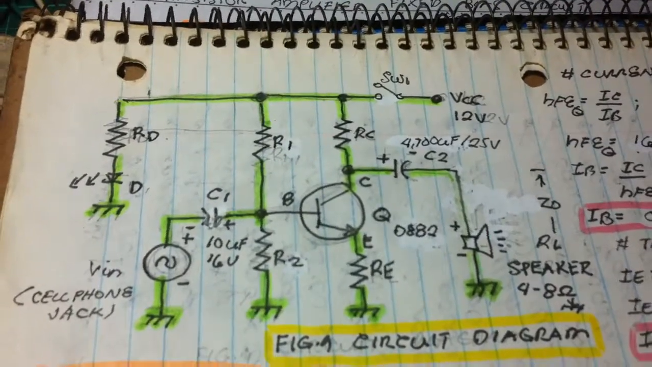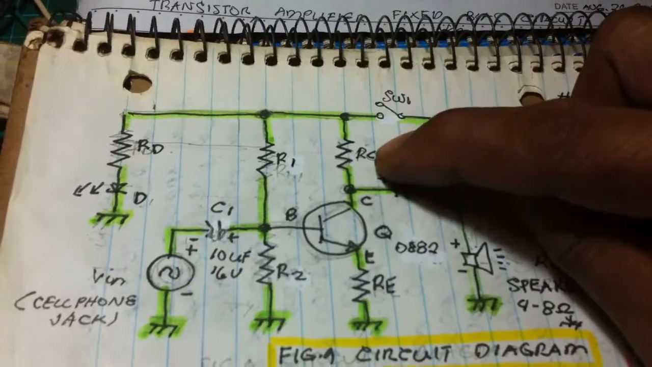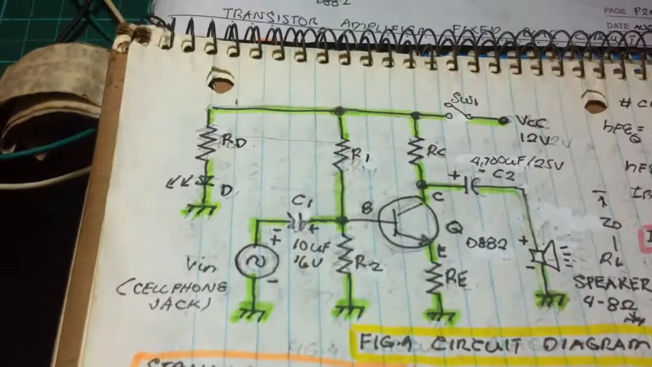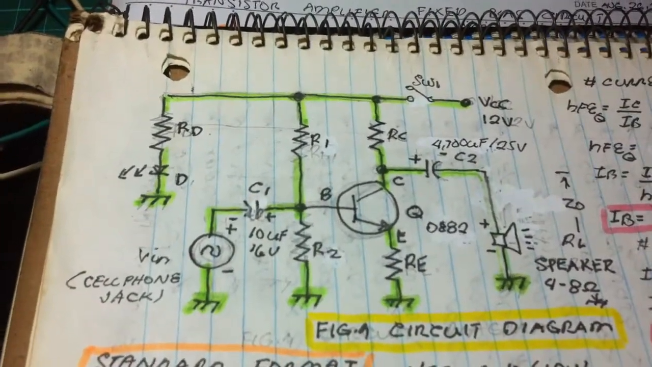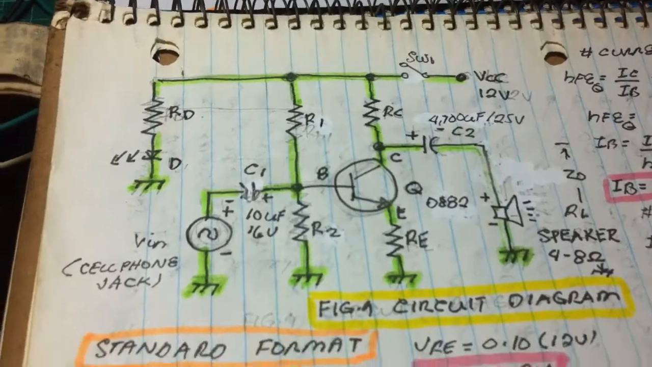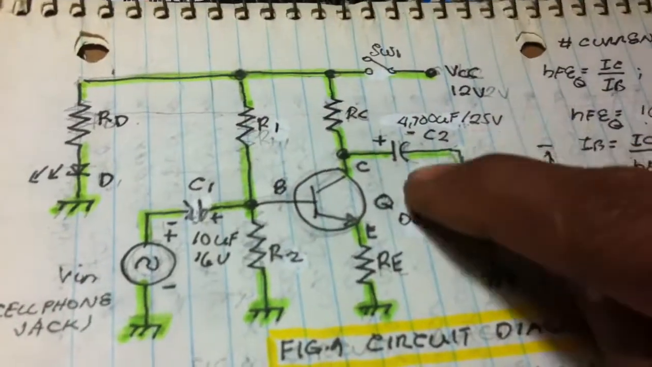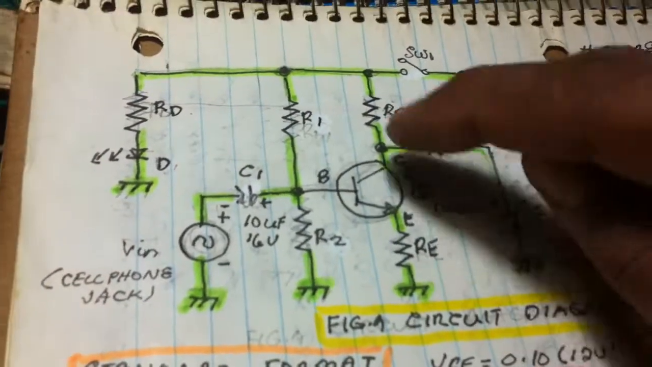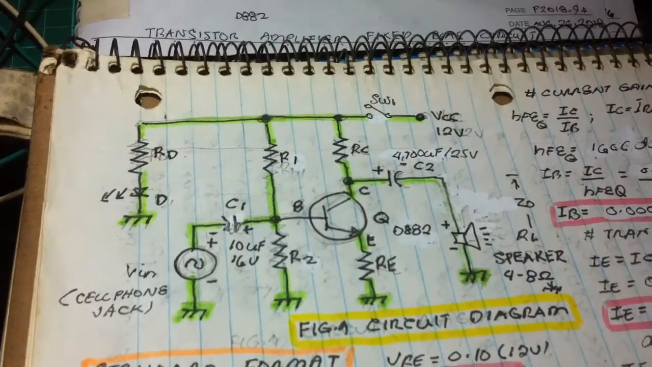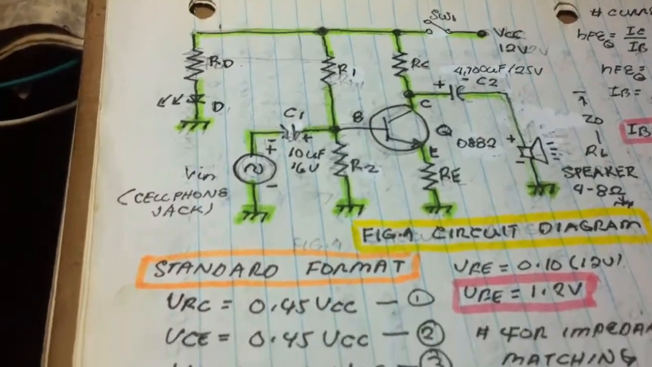The commonly asked question is, how do we get the value of this RC, RE, R1, R2, RD, or the LED? We're going to compute that using a standard formula. So we have here our standard format for computing the value of RC, RE, R1, R2, because that is the commonly asked question. So let us now see.